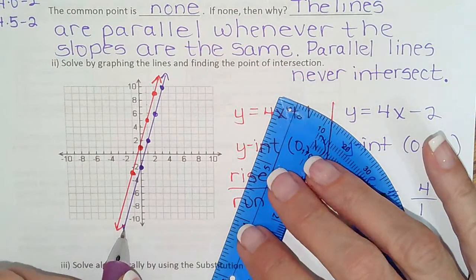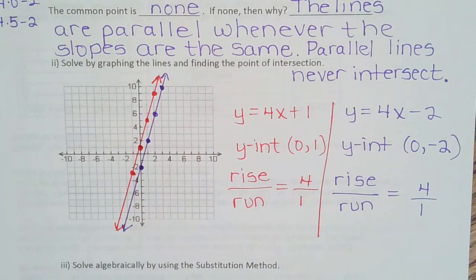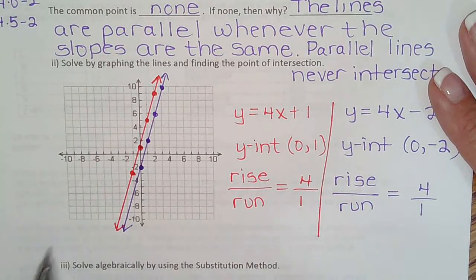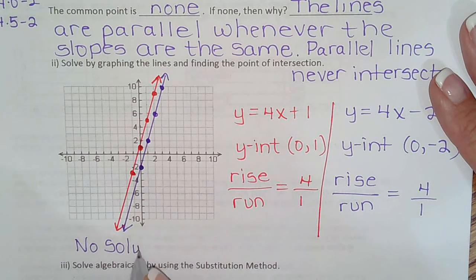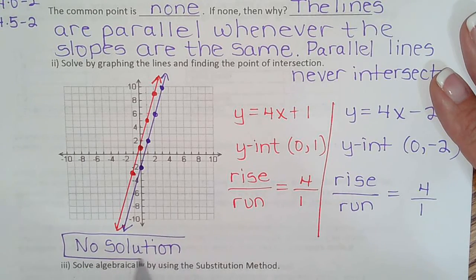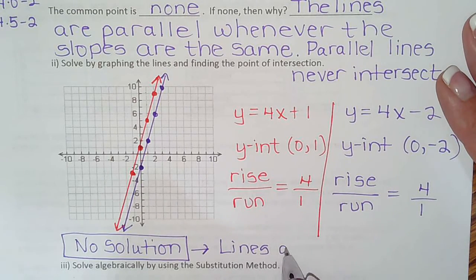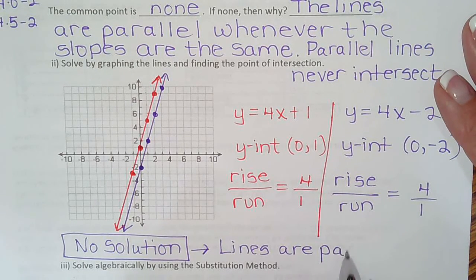So they are indeed parallel. That's called solving by graphing. So we would write no solution for our solution. And that's because lines are parallel, which means they have no points in common.